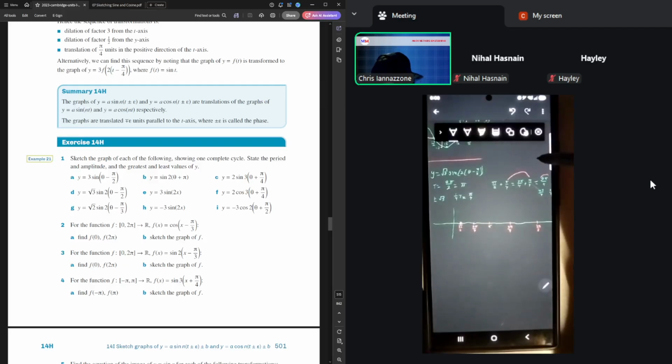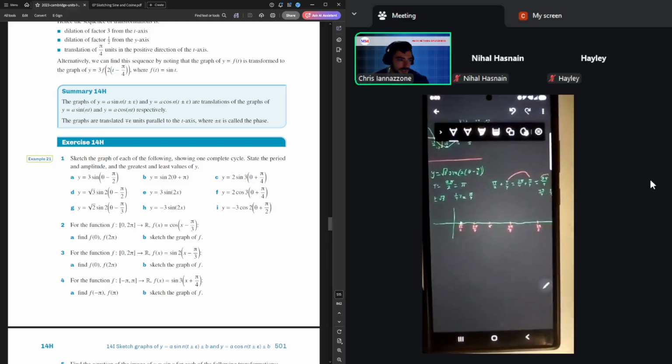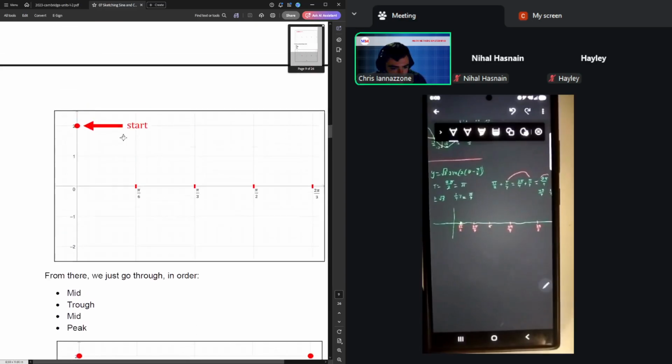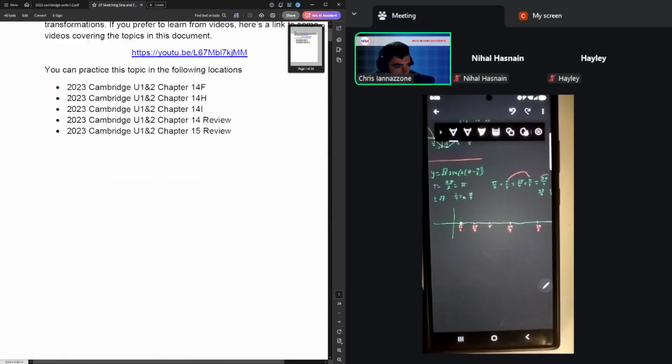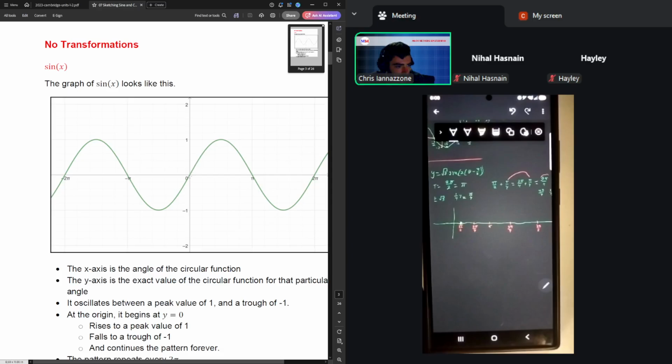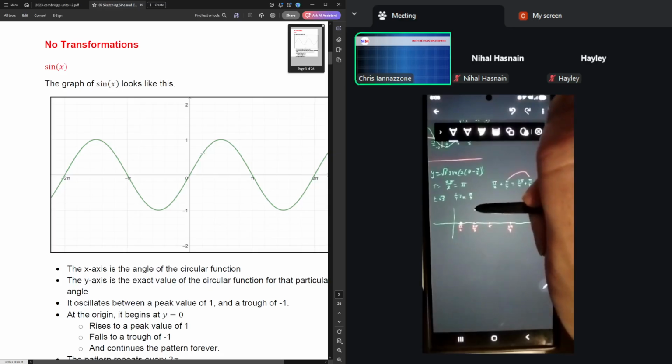From there, whether it goes to a peak or a trough is going to depend on the graph, whether it's got a reflection or not. This graph has no reflection, so if we look at the generic sine, we can see that immediately after its starting location of the middle, it goes to a peak. So the next value that we write is going to be the peak of this thing.